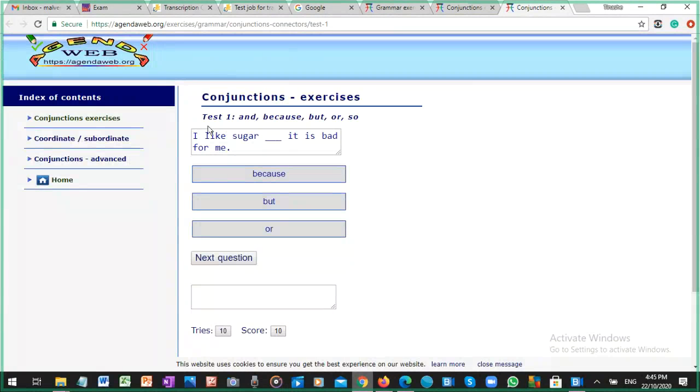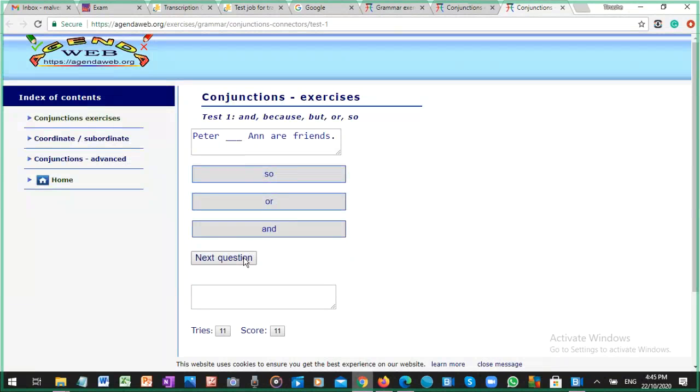Like sugar is positive. But, yes, well done. So if we have one positive, he likes sugar, but the sugar is bad for him. So we use but. Does that make sense? Okay, all right, next one.